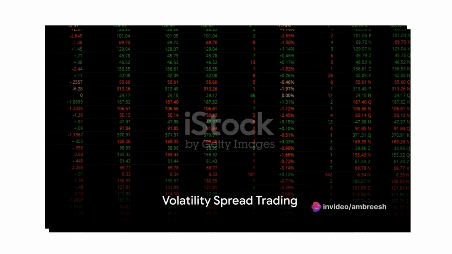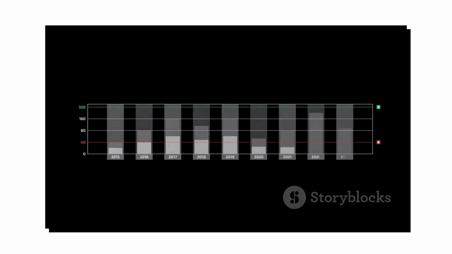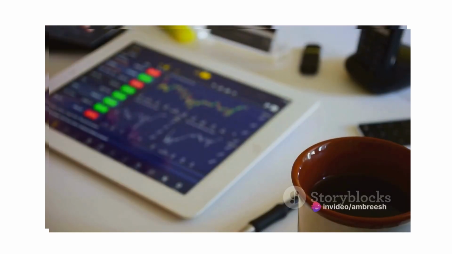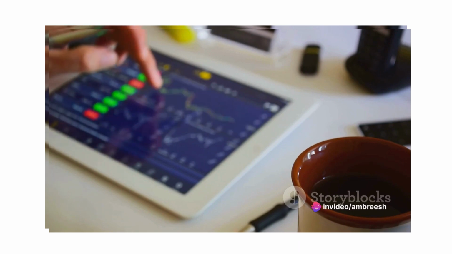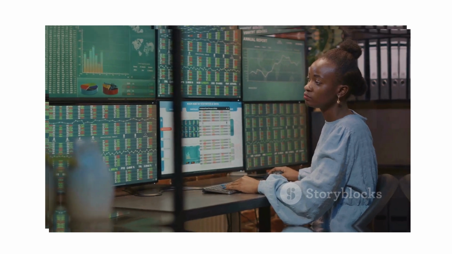First up is volatility spread trading. This involves taking positions in options or futures contracts with different levels of implied volatility. The game plan here is simple. Buy options with low implied volatility and sell those with higher implied volatility. The aim? To profit from the convergence or divergence of volatility levels.